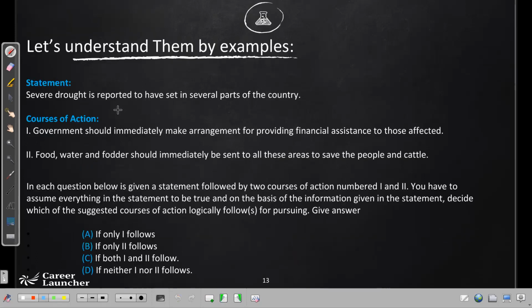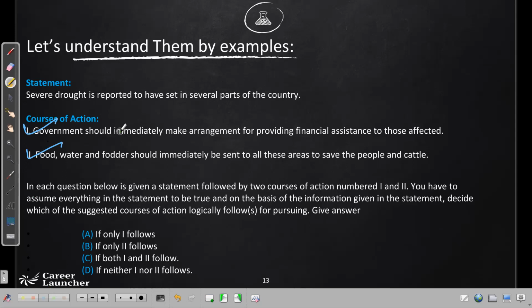Like another one: severe drought is reported to have set in several parts of the country. Course of action number 1 says the government should immediately make arrangements for providing financial assistance to those affected. And then water, food, and fodder should immediately be sent to all these areas to save the people, which makes complete sense. I think the majority of people go with B, but I think C is the correct answer, because even the first makes sense.